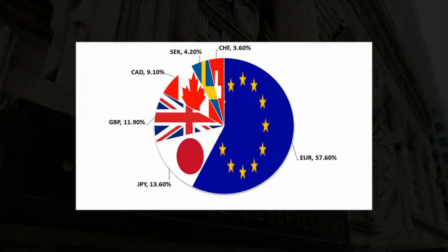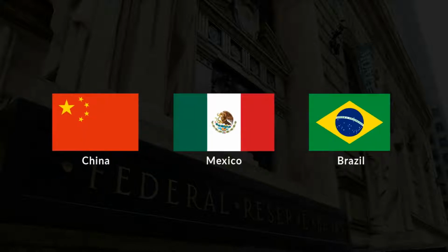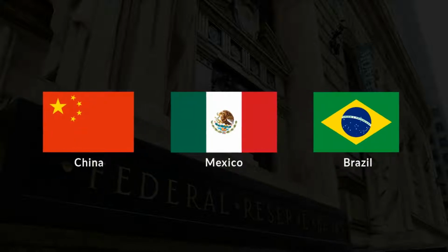It's obvious by looking at that chart that the euro makes up the largest portion. Why? Because at the start of 1999, the basket was revised to include the euro as a sole currency for 19 member states of the European Union. Many say the index is due another revision to include the currencies of other major trading partners like China, Mexico and Brazil.